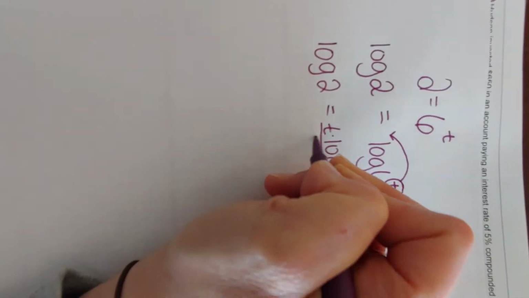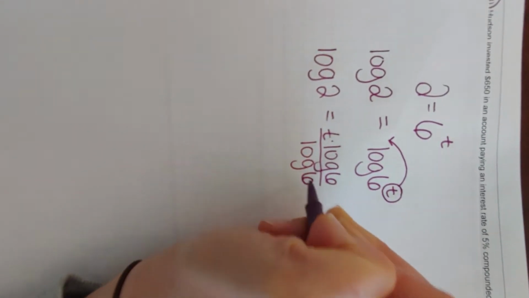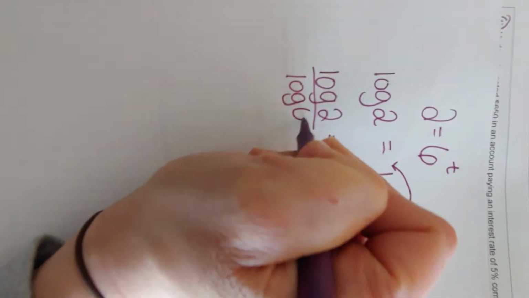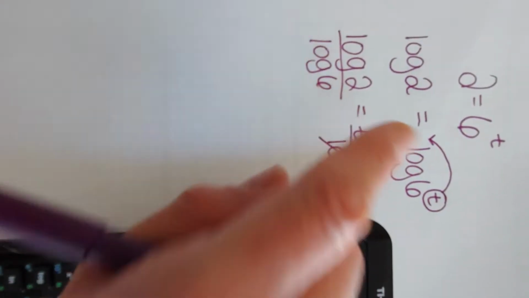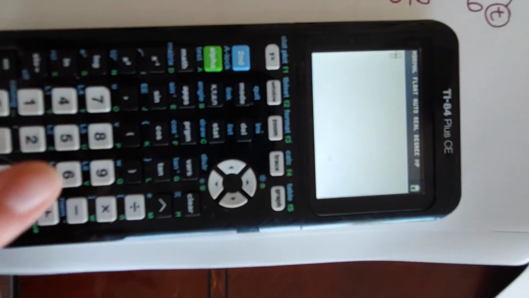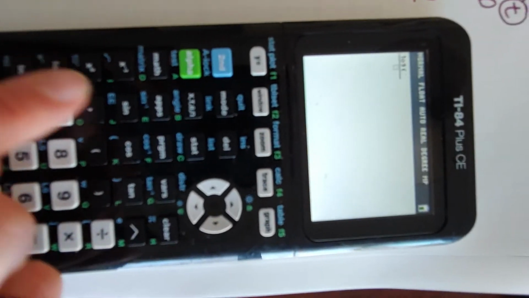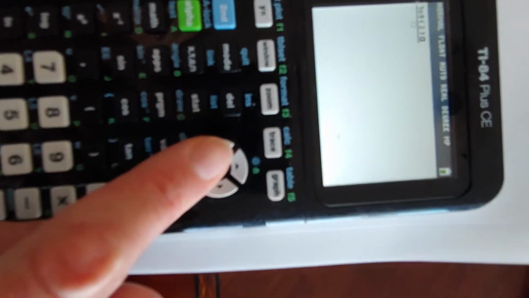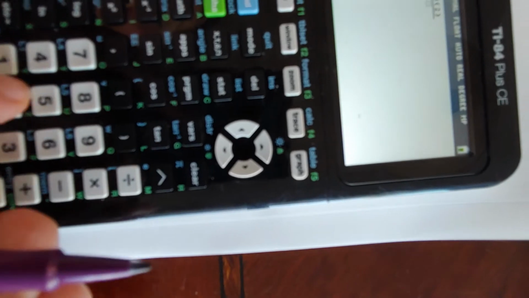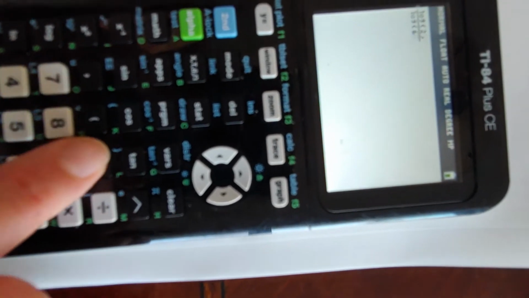So to take that off, I divide off the log of 6. Then I can use my calculator to evaluate this because my variable is by itself. So alpha y equals log of 2 over log of 6. And then these questions would tell you to round to a certain decimal place.